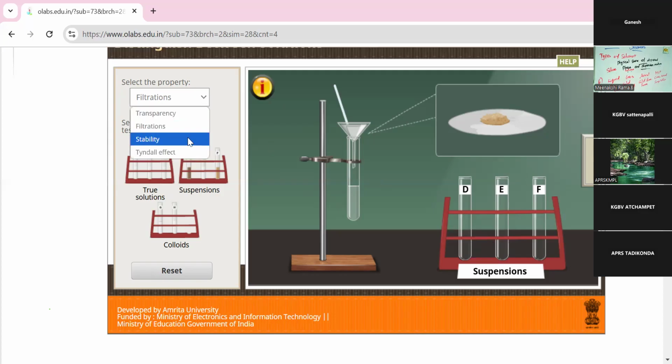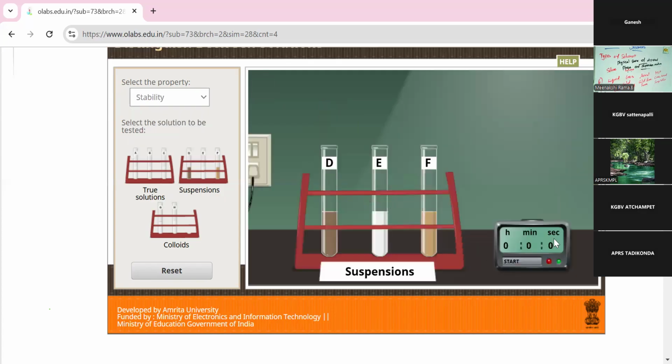And next one is stability. See here. Yes, very clear. The soil and then chalk powder and sand particles are settled down at the bottom of the test tube. So, it is suspension material only. So these three solutions, soil, chalk powder, and then sand, the particles are immediately settled down. So it is the suspension matter.